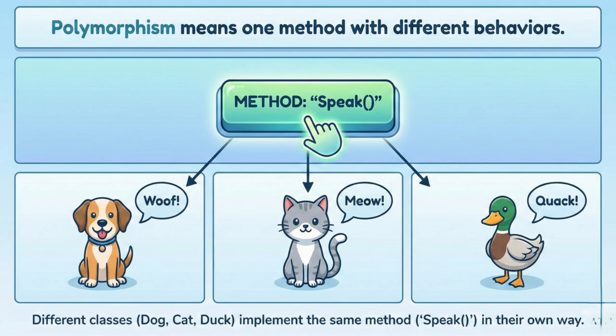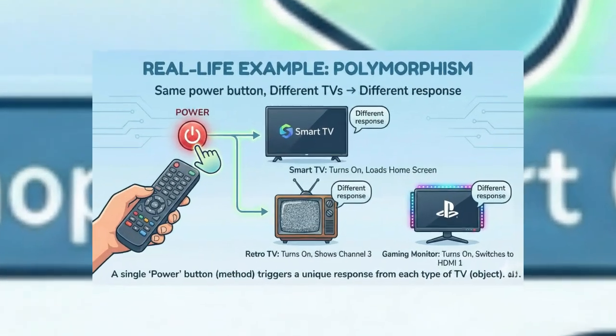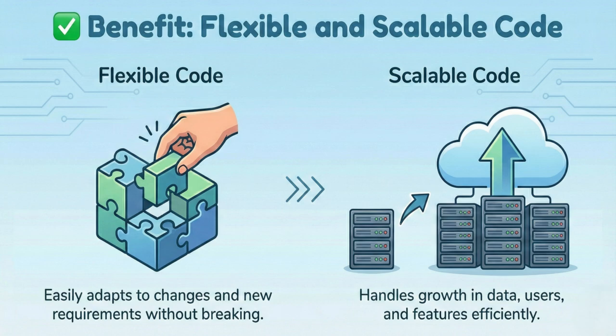The last one is polymorphism. Polymorphism means one method with different behaviors. What is the explanation? Same method name, different implementation. Real-life example: a remote control. Same power button, different TVs, different responses. Benefits: flexible and scalable code.